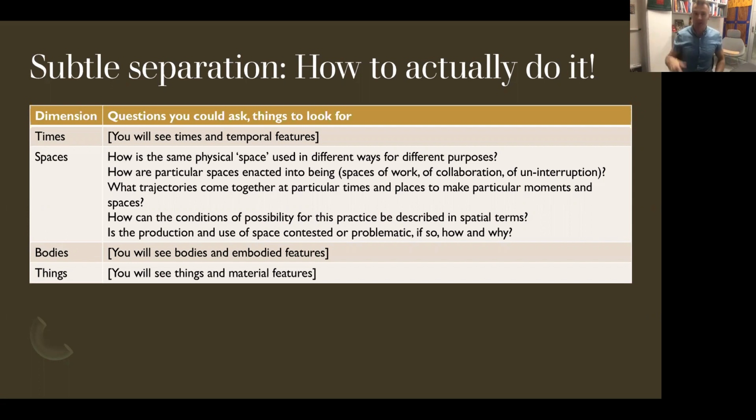Here are the echo questions. How can the conditions of possibility for this practice be described in spatial terms? So how does the fact that people are able to achieve this or go on in practice or realize some ends, what does the spatial account of that kind of possibility look like? And is the production and use of space contested or problematic? If so, how and why? When I say these are echo questions, I mean you'll hear an echo of them in all the four concepts.